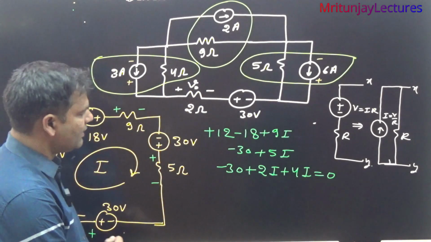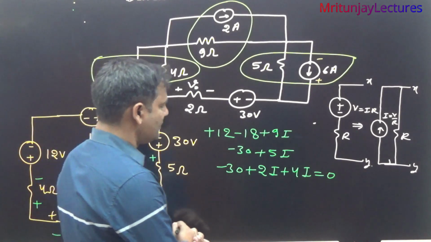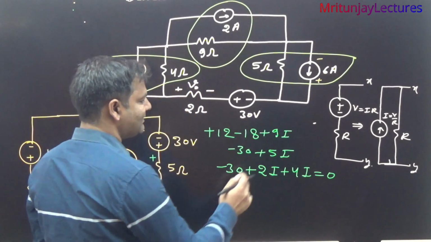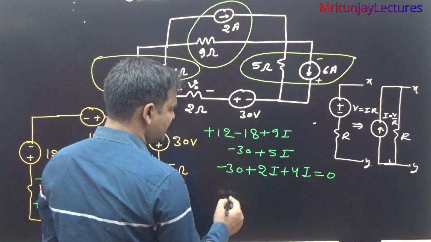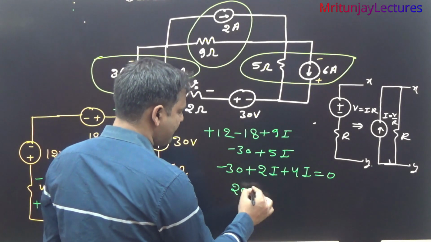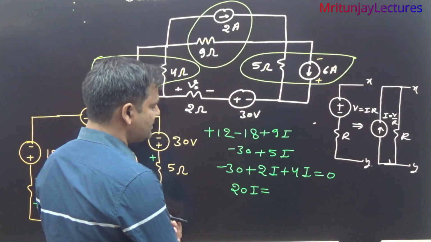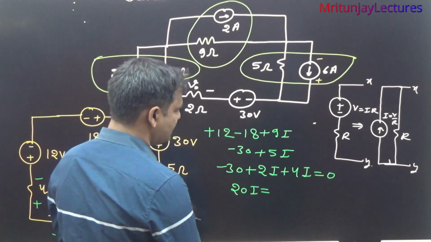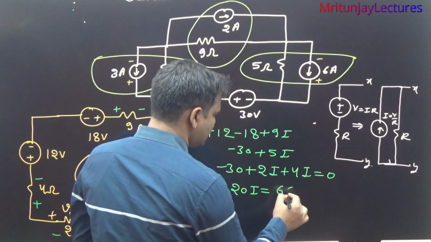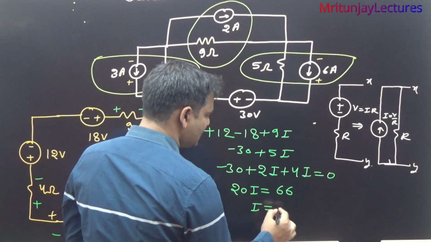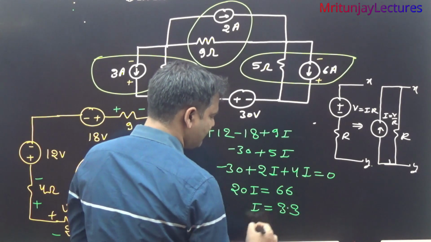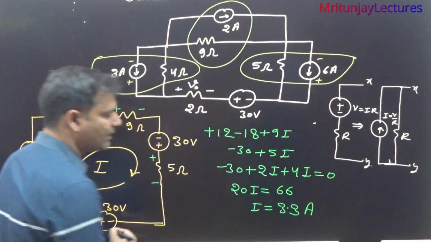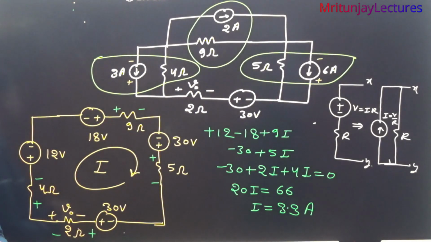After that we got how much? That is 20i. That is 66. So I is how much? 3.3 ampere. I is 3.3 ampere. After that, put that value.